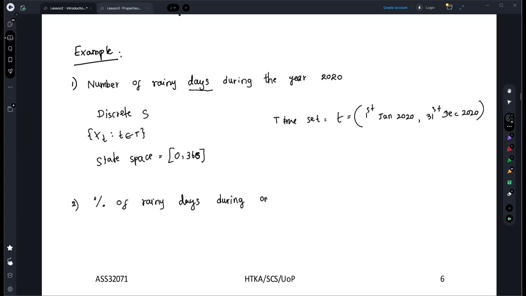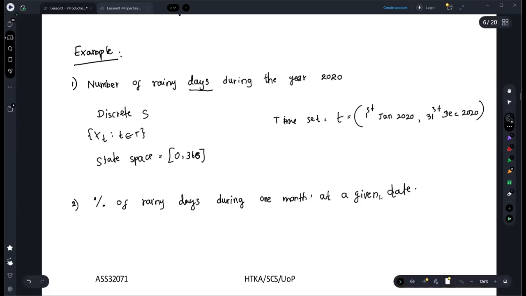During, let's say, 1 month, you measure the number of rainy days throughout the month, right? So at a given time, you can count what is the percentage out of the total, how many up to that day at a given date, right? So how do you do that? At a given date, 1 month at a given date.